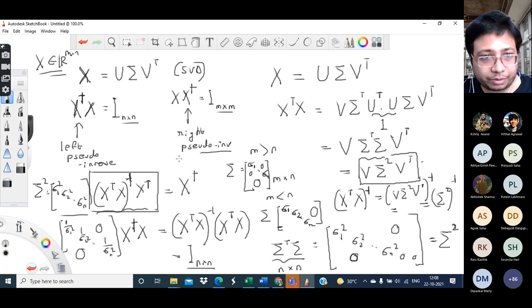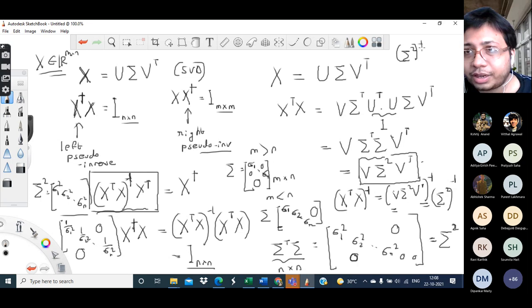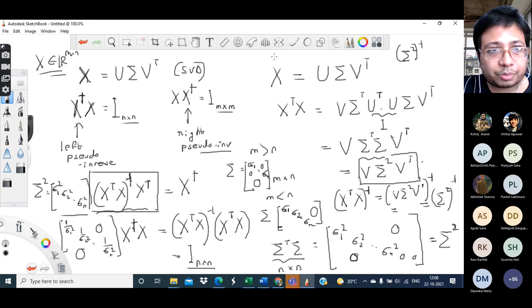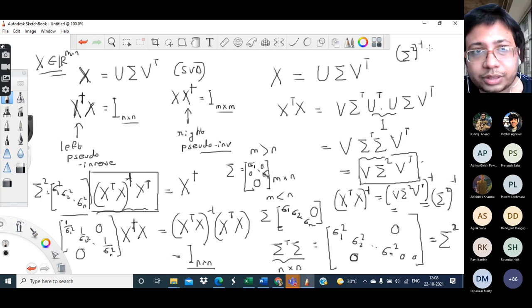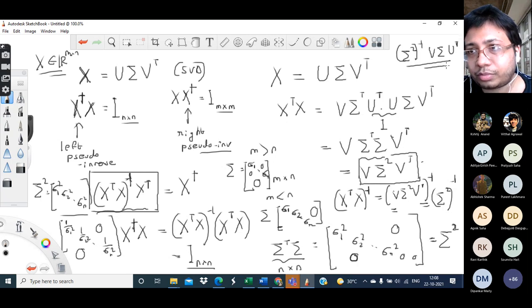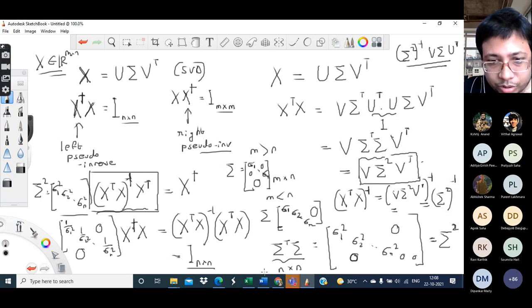And then what do we need to do? After that I need to multiply it by this x transpose. So x transpose x inverse has become sigma square inverse, and then I further multiply it by x transpose. So what is it equal to? X transpose is equal to V sigma U transpose.